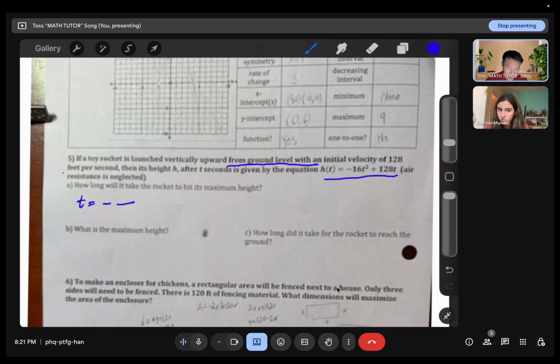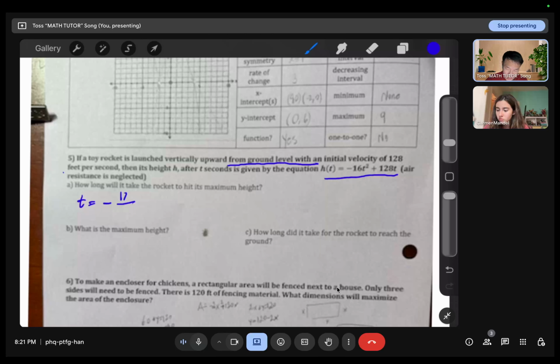But let's just use it. B will be 128, over 2 times negative 16, which is 2a. And then just do the math here. So it's 128 divided by 36. I don't know what that is.